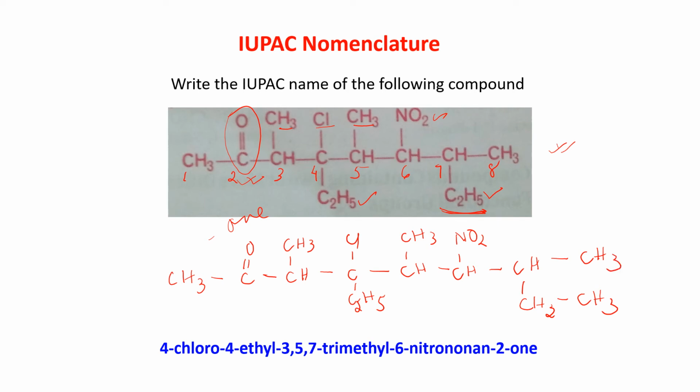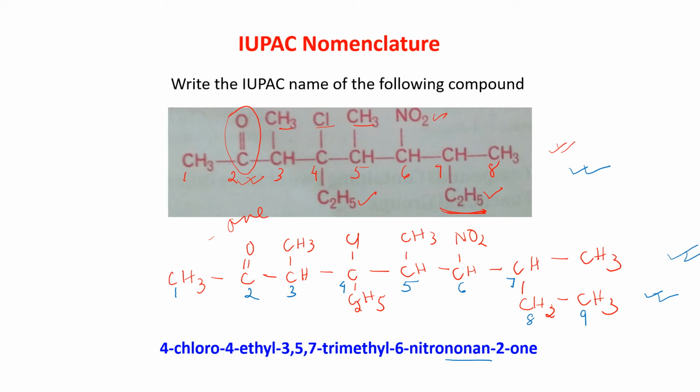So now put the numbers once again. 1, 2, 3, 4, 5, 6, 7, 8, 9. The numbering can be in this way also. If I am numbering in this way, then this is the longest chain. 9 carbon atoms are present. So it is coming as nonene rather than this one. This is an 8 carbon atom chain. So this one is the right one.